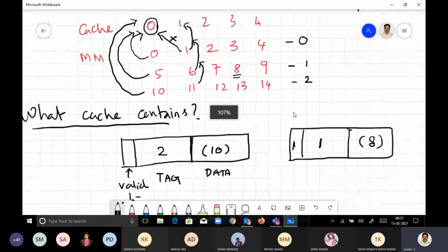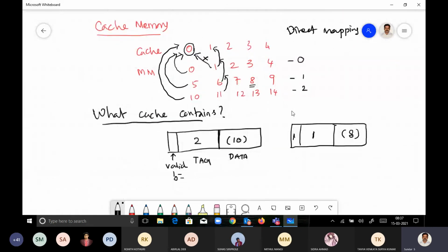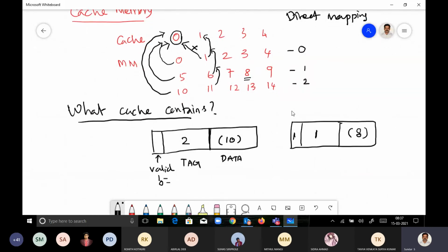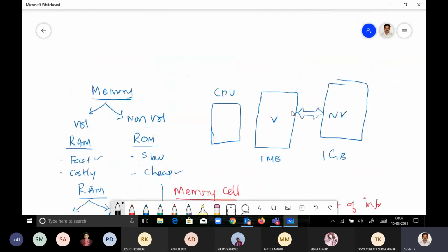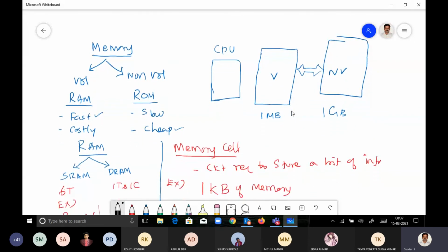Now I'll just cover the things we discussed, because this is a very, very important topic. Even in interviews, hardware-related companies ask questions on computer organization and architecture, especially on memory. Okay, so let us review what we discussed today. In a computer, we have volatile memory as well as non-volatile memory. Because volatile memory has some advantages and non-volatile memory has some advantages, we want to use both. That's why we are using both.